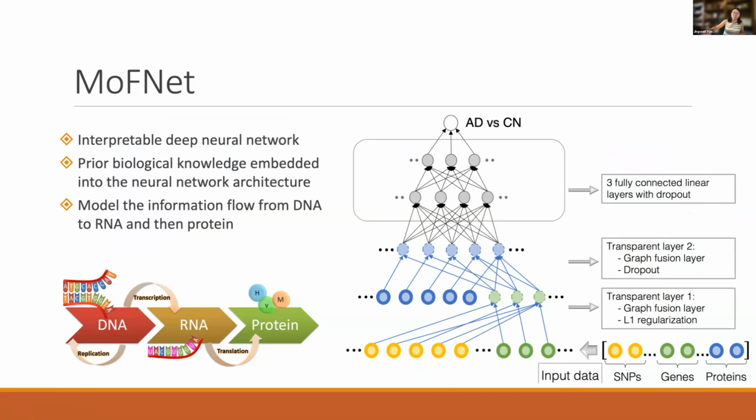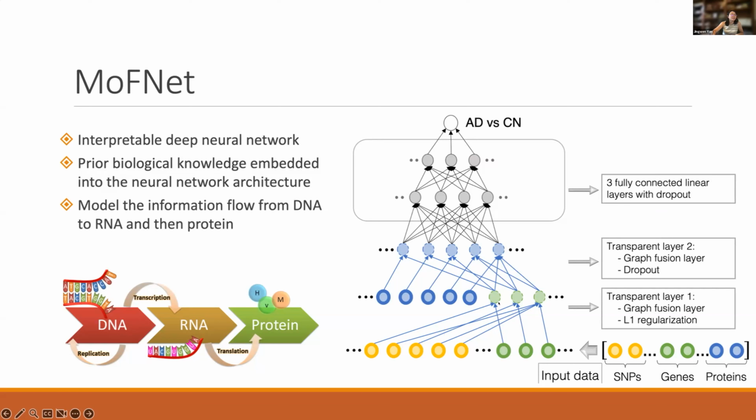Once our data is ready, we come to our model, which we call MOFNet, the multi-omic fusion neural network. We designed this neural network based on the central dogma of molecular biology: DNA is transcribed into RNA and then further translated into protein. This neural network specifically incorporates this information flow from DNA to RNA and protein, which you can see in the first two layers of the network. The first layer takes SNPs and genes as input and outputs genes. In this case, the genes are connected to themselves.